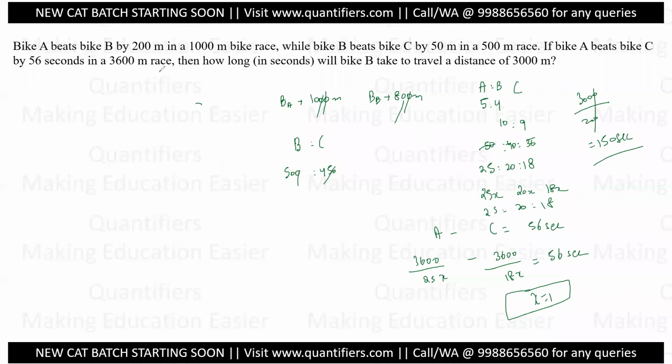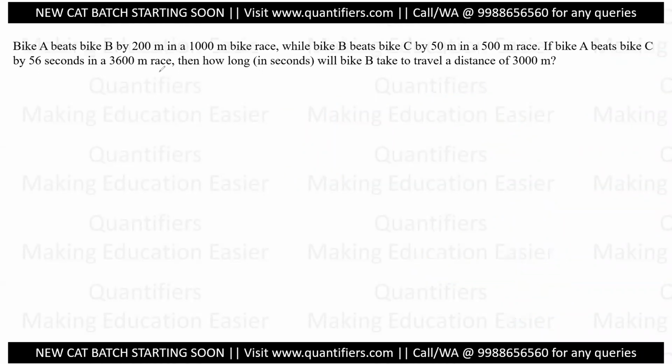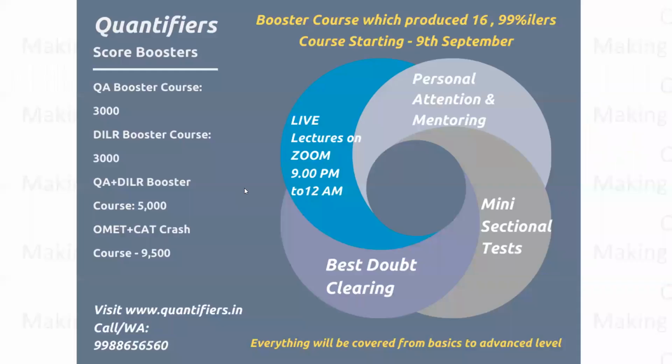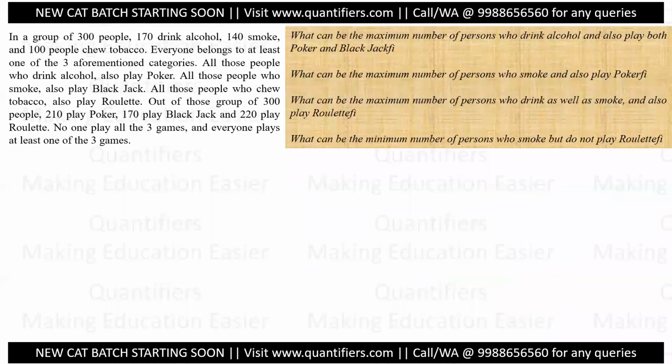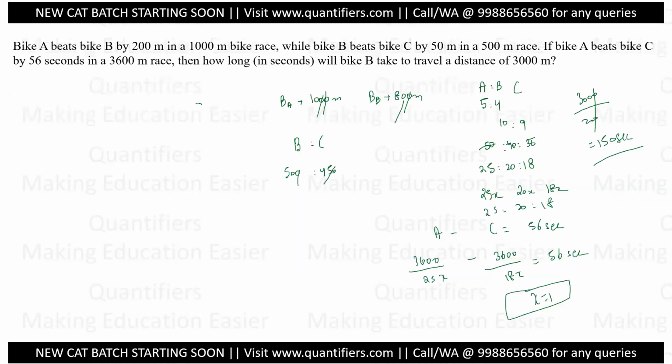Okay. Now this is the set we need to discuss. After the ratio, if their speed ratio came as 25, 20, 18, this is their speed ratio, so I assumed them to be 25x, 20x and 18x.